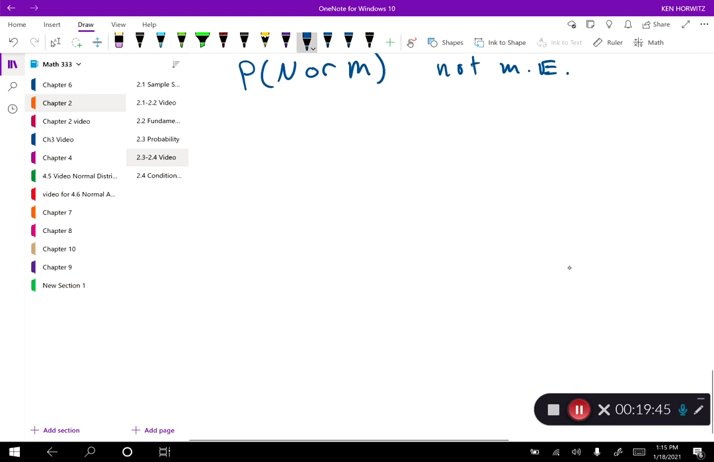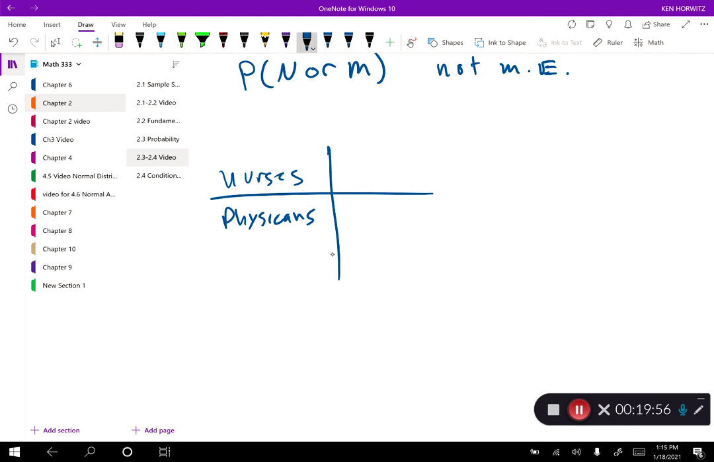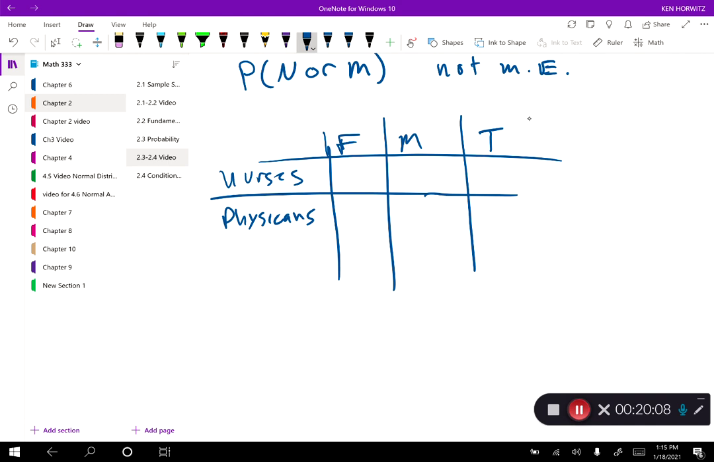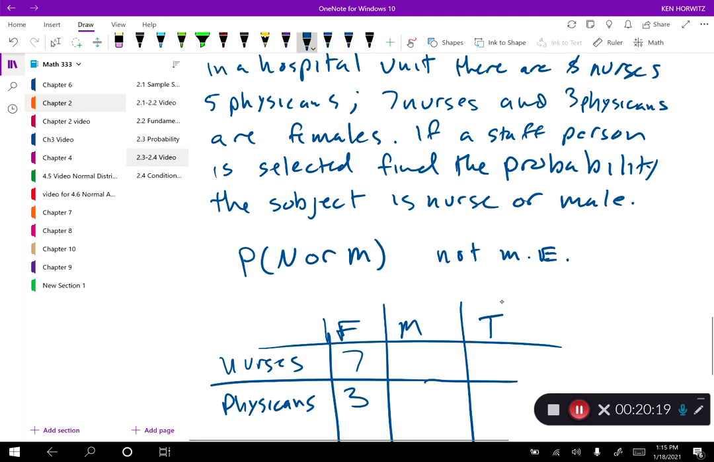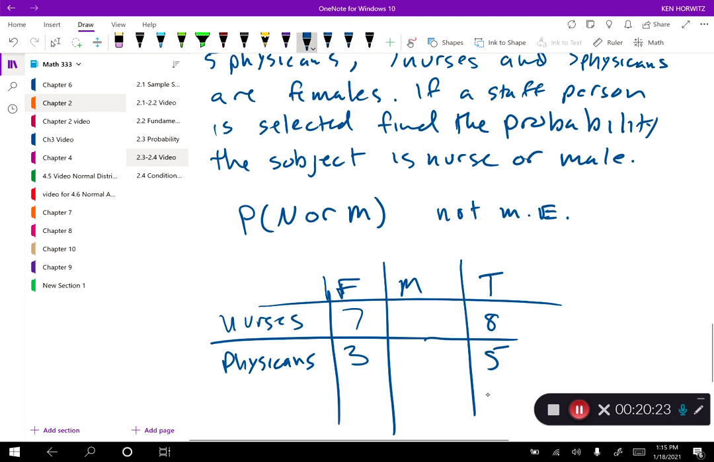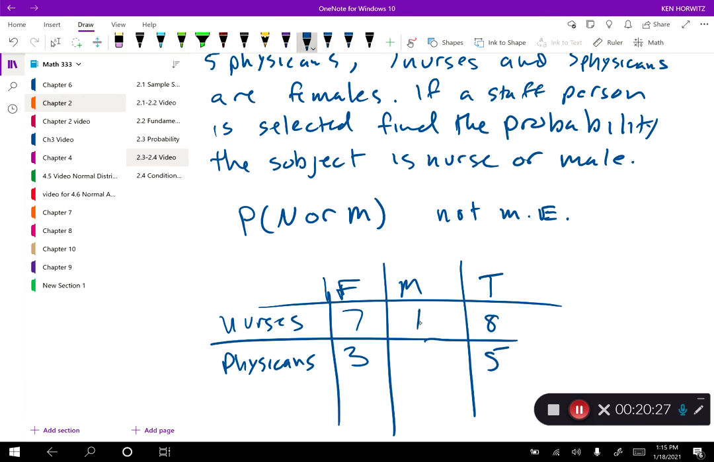Now I'm going to scroll up a little bit and I want to make a chart for my data. So I have nurses, physicians, I have female, male, and total. So let's look back at the problem. I have seven nurses and three physicians are female. I have a total of 8 and 5. Therefore, I must have one male nurse. There's your not mutually exclusive, and two male doctors. All right. So that gives me a total of 13 people. 8 and 5 is 13.